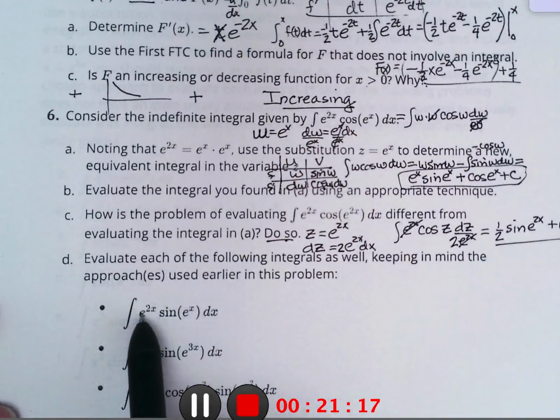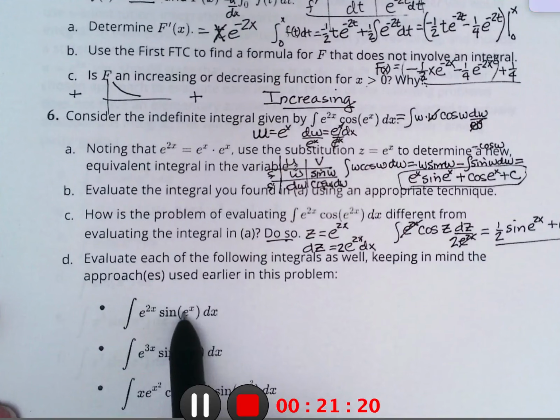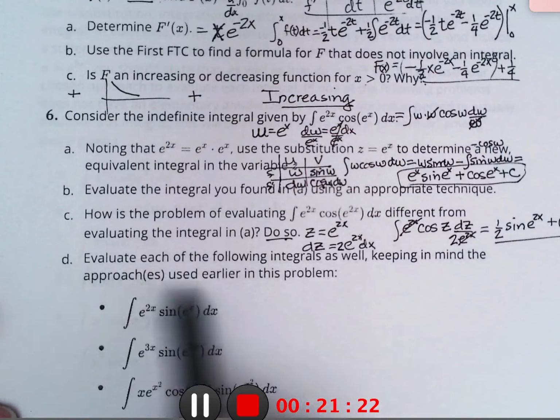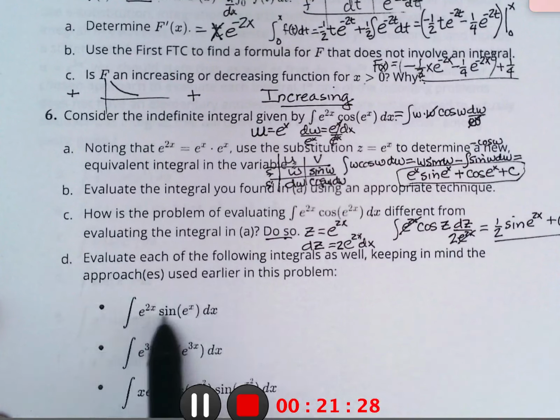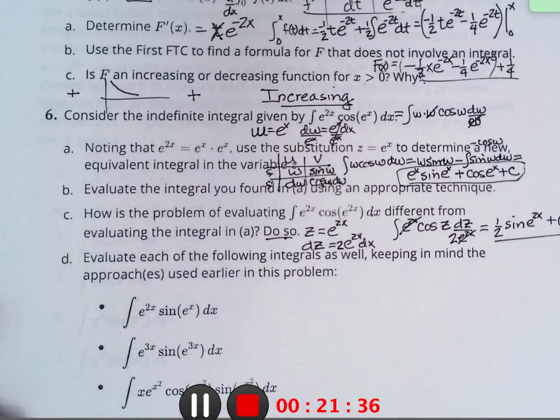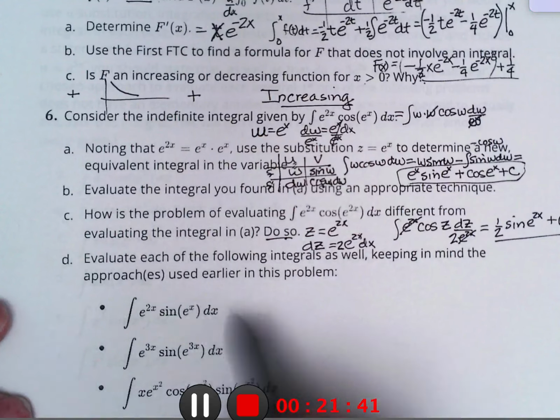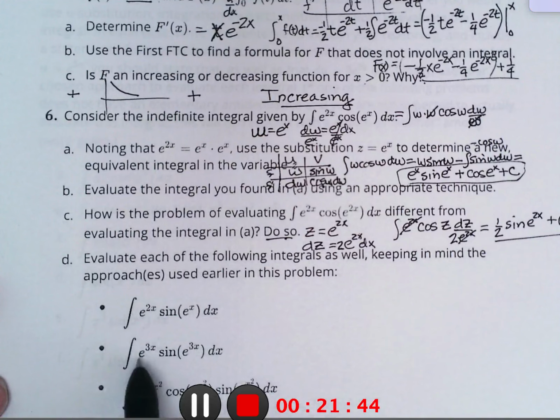On this one, it won't completely cancel out. Evaluate each of the following integrals, keeping in mind the approaches here. This one, we're going to let z equal e to the x, and we're going to end up with z e to the sine z dz. Oh no, no half. And we'll have to do integration by parts. This one, they're going to cancel out and be pretty straightforward. It's just a third in there. And this one, well, we'll see. So let's go ahead and do this one.